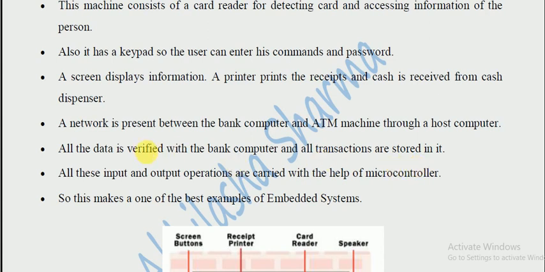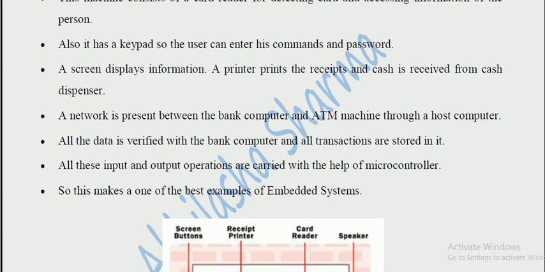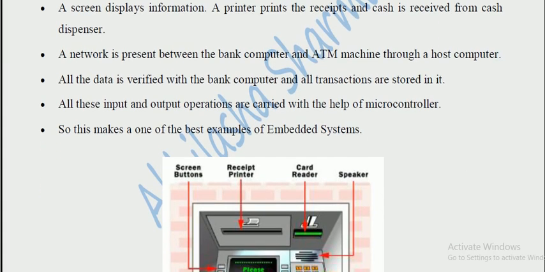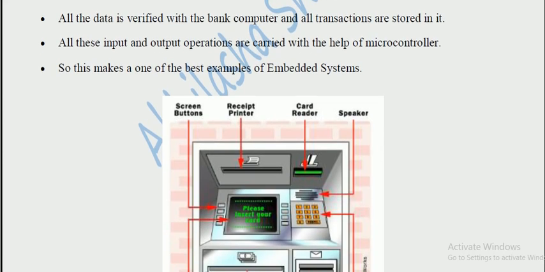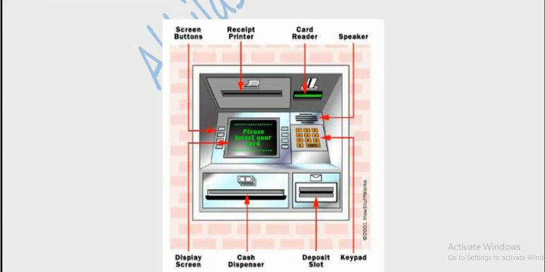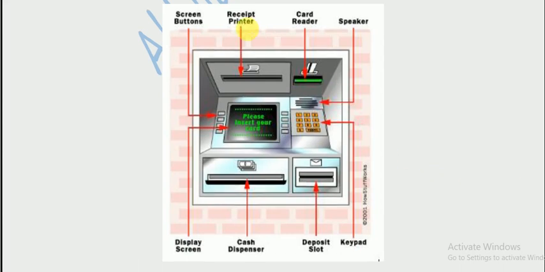Again, as I have already told you earlier, this embedded system topic basically shows the application of the microcontroller. So all these input and output operations are carried out with the help of the microcontroller. This makes it one of the best examples of an embedded system. In the case of the washing machine, I explained it with the help of input and output functions. But in the case of the ATM, I show the embedded system with the help of a block diagram.